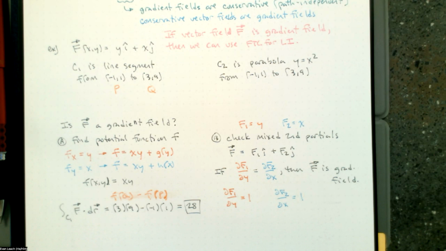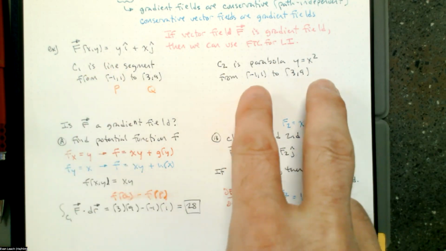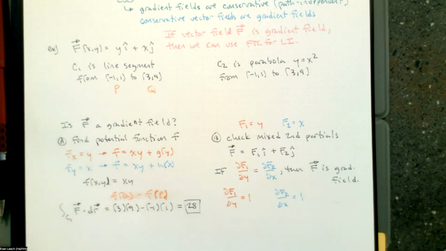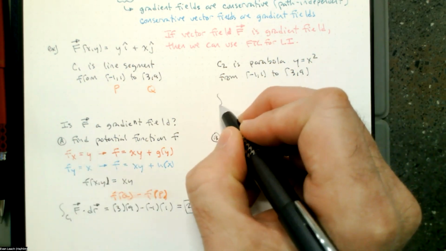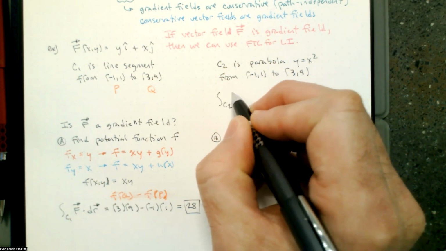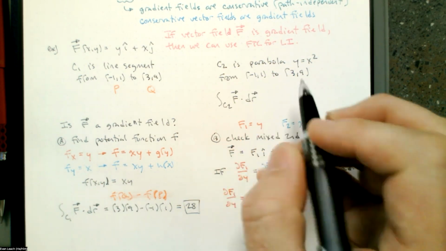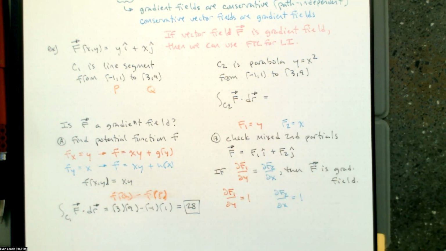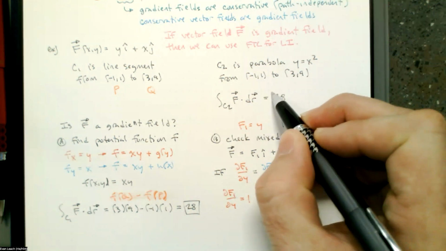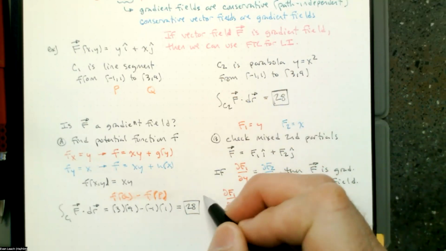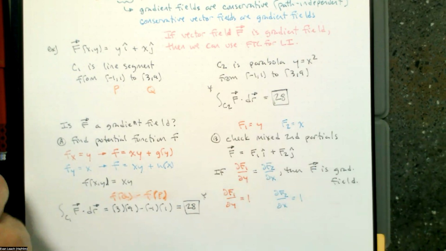Correct. Since we're dealing with a gradient field and the endpoints are the same, the integral over c2 of f dot dr, since f is a gradient field, the field is path independent, or conservative. Conservative is what we call path independent. We'll just get the same thing, 28, because we checked and found that the vector field is a gradient field.